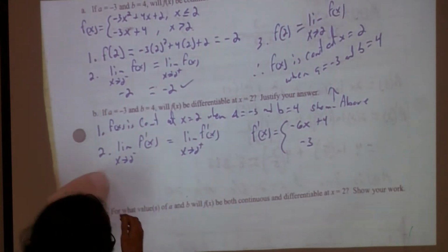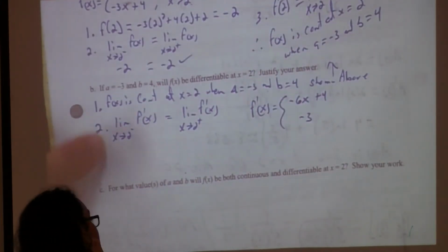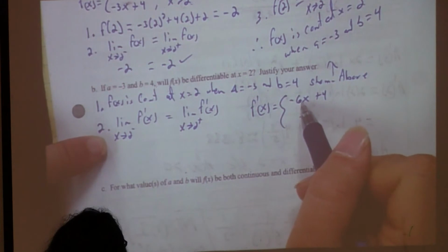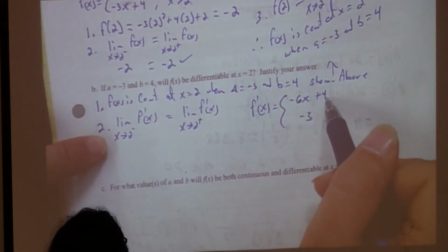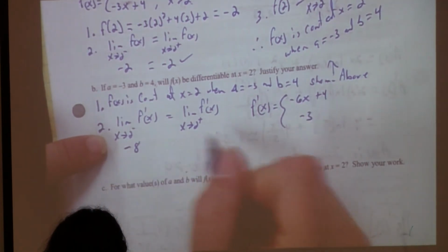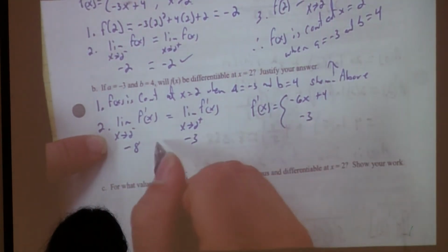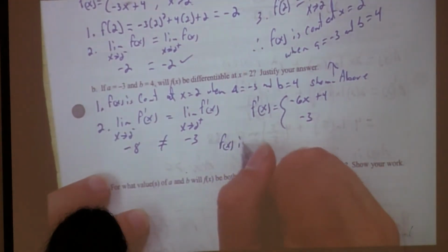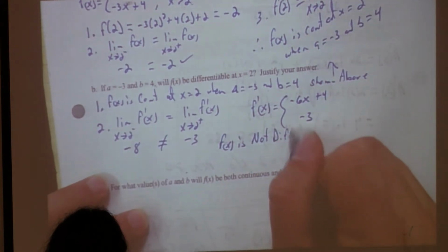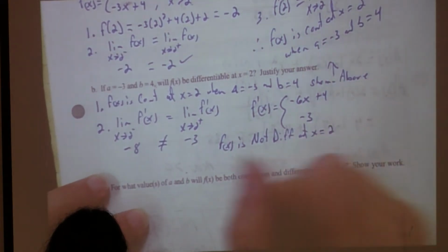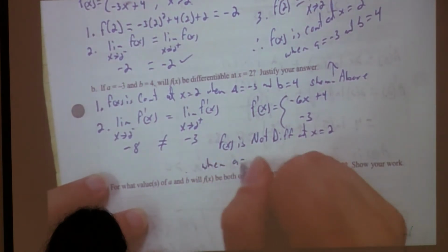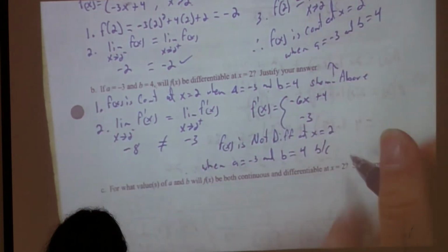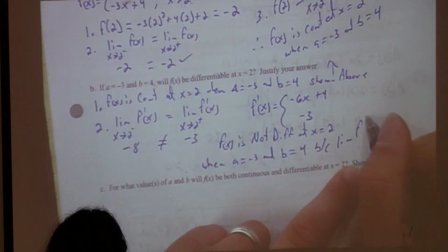So, let's check these two limits and see if they are equal, okay? What would be the limit from the left of 2 for this derivative? -6 times 2 is -12, plus 4 is -8. And the limit from the right? -3. So are those equivalent? No. So we can say that f of x is not differentiable at x equals 2 when a equals -3 and b equals 4 because the limit of the derivative as x approaches 2 from the left is not equal to the limit from the right.